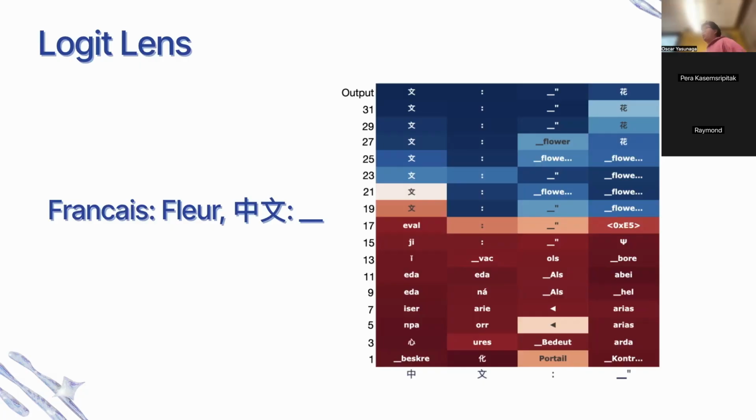I guess the next question that the authors were asking was, what does this look like in the activation space? And is the concept of a flower different from the word flower?